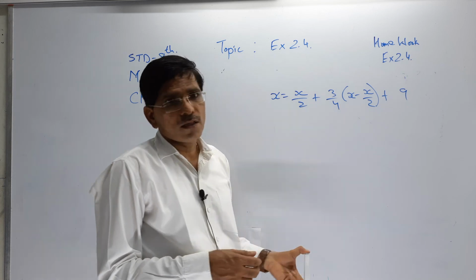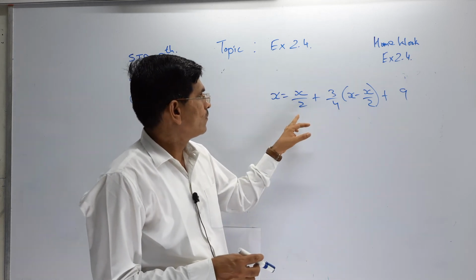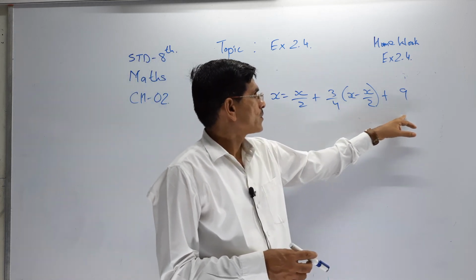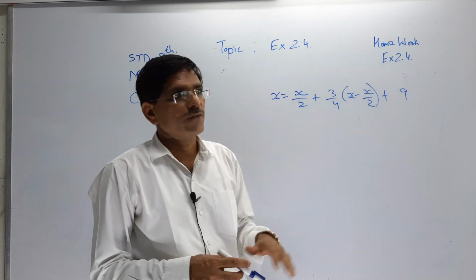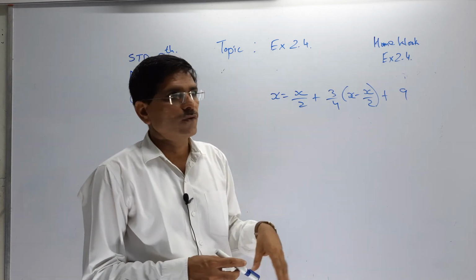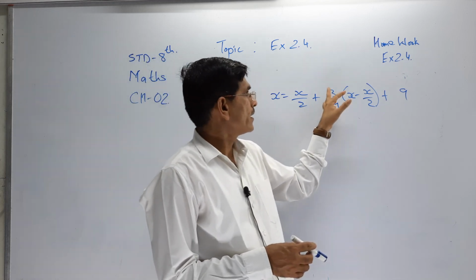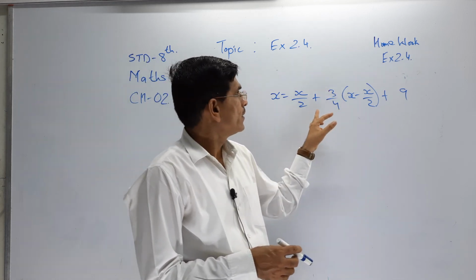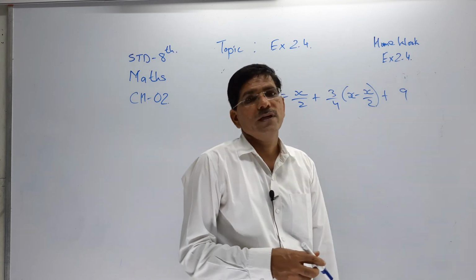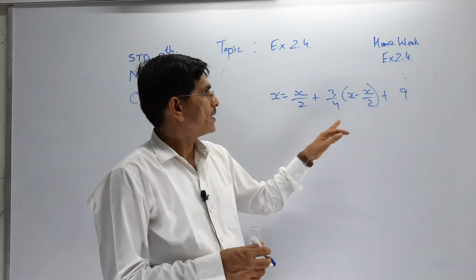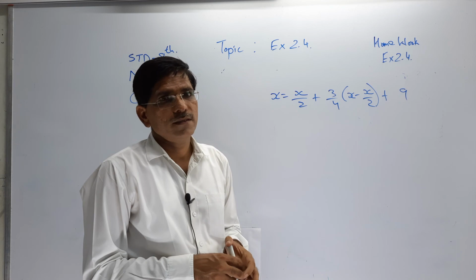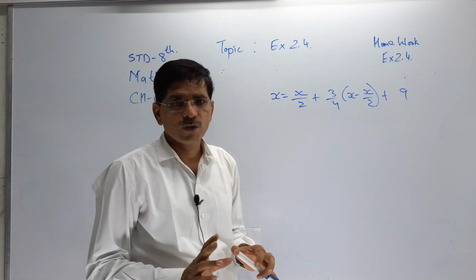If you solve this, what do we have to do? 2, 4, so the LCM is 4. We multiply each term by 4, so here 4x, here 2x, and the 4 cancels. If you open it and simplify it, then we get the answer, that is 72.